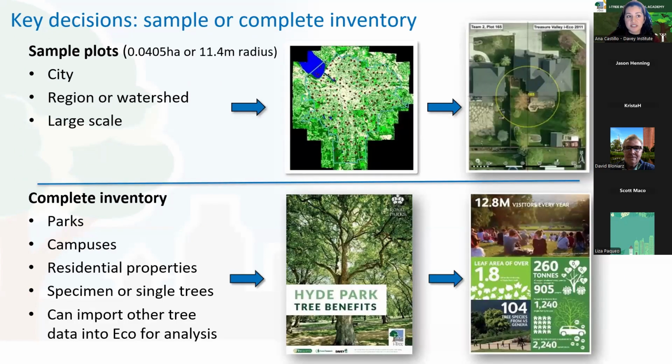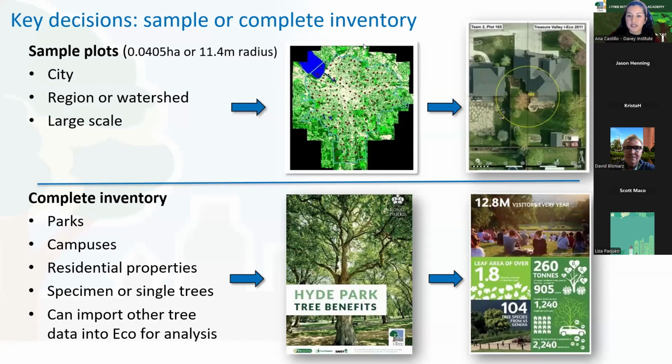So the first decision that you have to make right off the bat when you create your project is whether you want to do a sample or a complete inventory project. So with the sample plot, you will have to randomly assign plots across your study area. And this is typically used when you have a very large study area, such as a city or a whole watershed, for example. And basically you're sampling throughout this area to be able to extrapolate the benefits of the trees to that entire area.